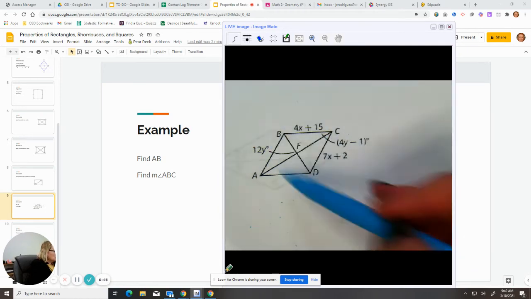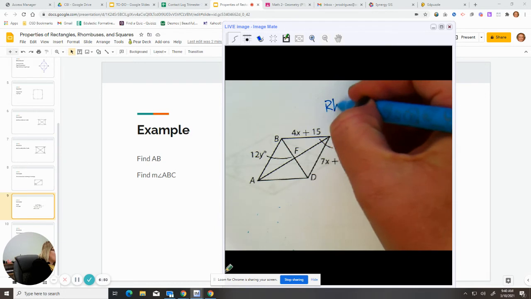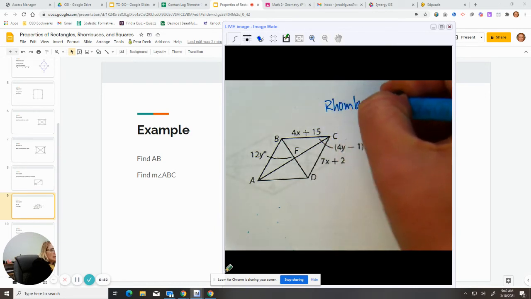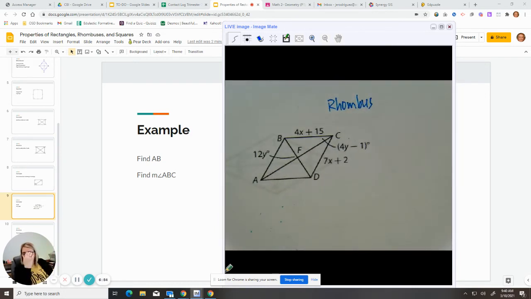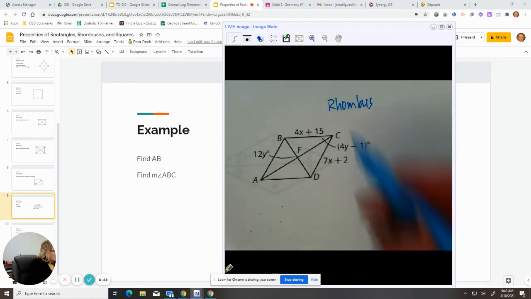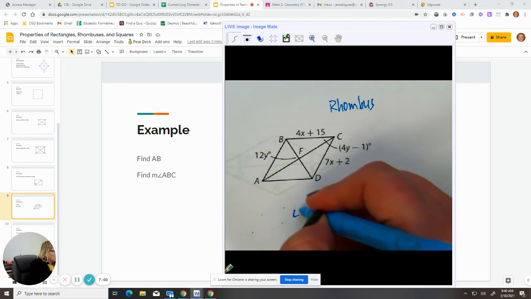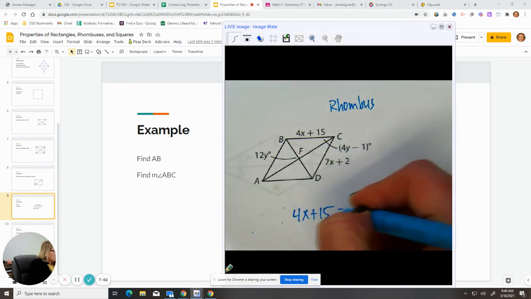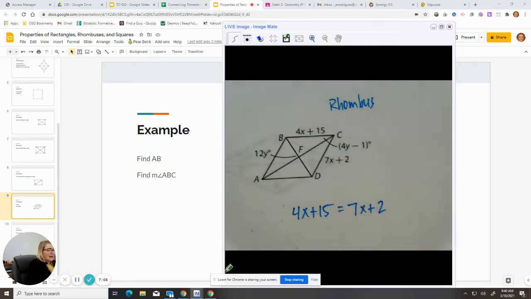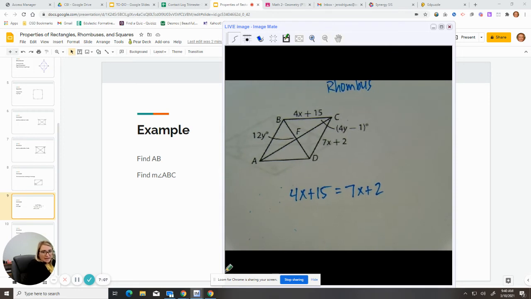And the first thing you should notice on this is that this is a rhombus. Okay? And remember, our rules for rhombus mean that all sides are equal. So that means that this side and this side are equal to each other. 4x plus 15 is equal to 7x plus 2. And so now we can figure out how to solve for x.